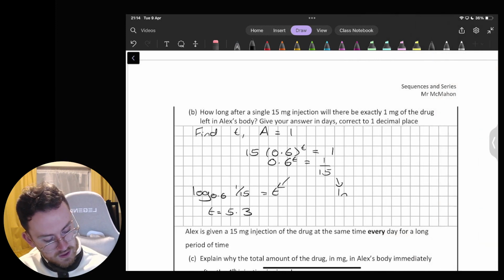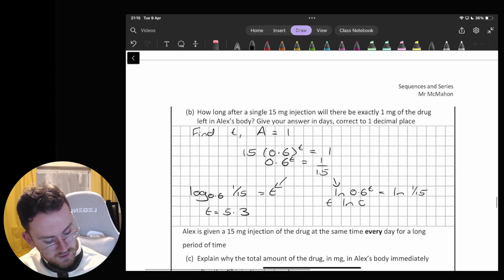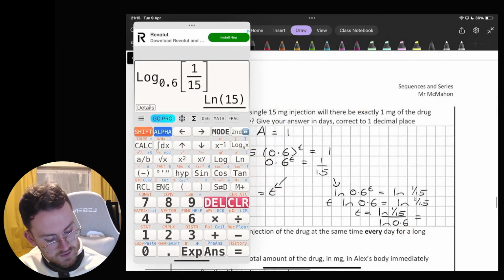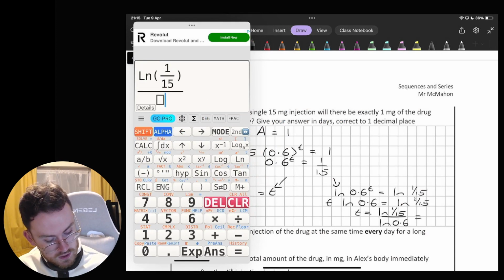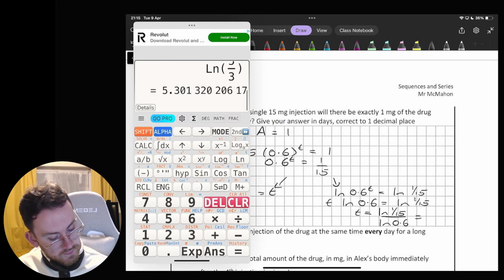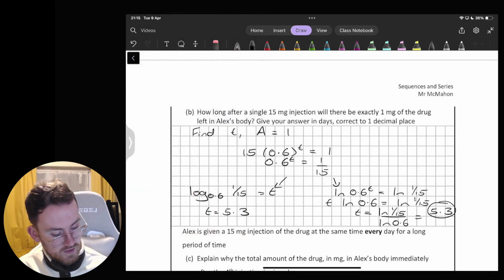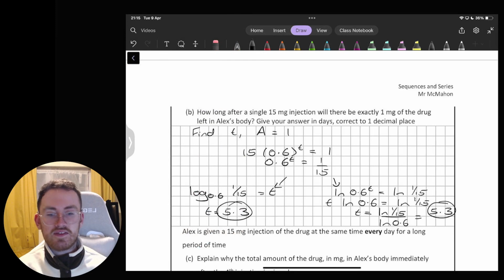We could also here have taken log of both sides, or ln of both sides. So t ln of 0.6 equals ln of 1 over 15, and t is ln of 1 over 15 over ln of 0.6, and we'll just double check that that gives me the same answer, which it of course should, but should being the operative word, and we do get the same answer of 5.3 days. So either way, 5.3 days appears to be the length of time there.